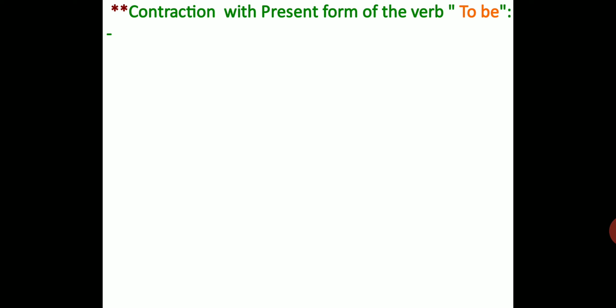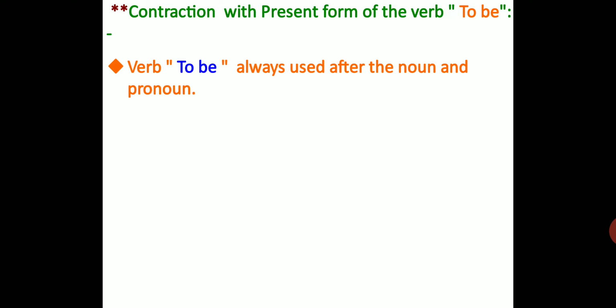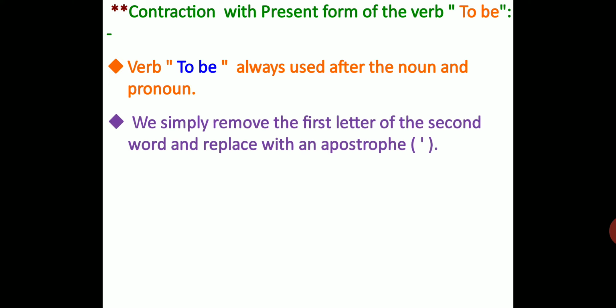Contraction with the present form of the verb to be. Which are they? Yes, am, is, are. Verbs to be are always used after the noun or pronoun. Means am, is, are are also always used after a noun or pronoun. Let's see how to make a word in contraction form. We simply remove the first letter of the second word and replace it with an apostrophe.